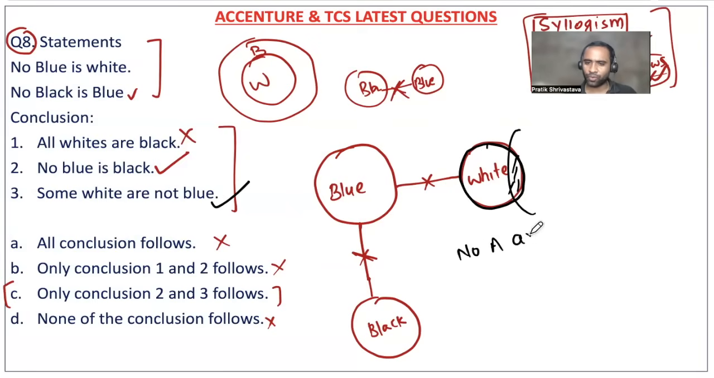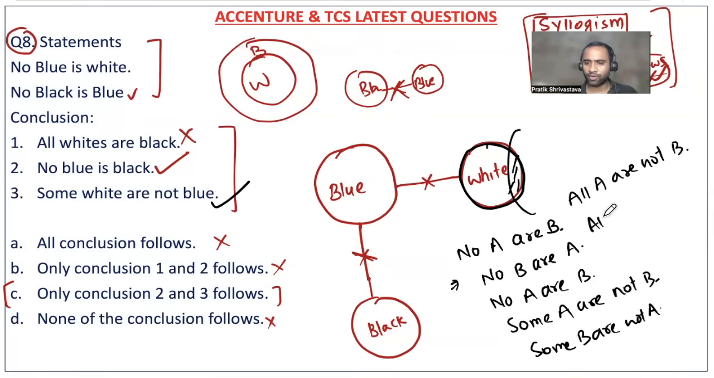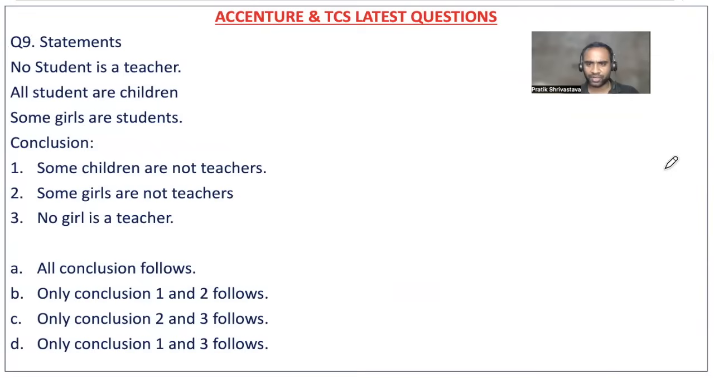If you have no A is B, then what all things can you say? You can say no B is A. You can say some A are not B. You can say some B are not A. You can say all A are not B. You can say all B are not A. All those things you will be able to say. I hope this is very much clear to you.